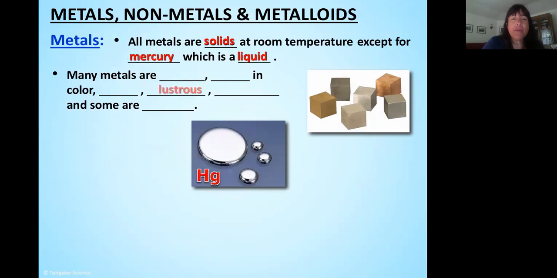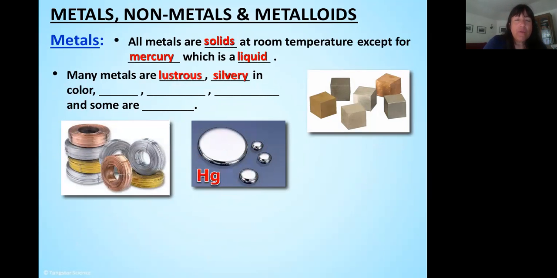All right, many metals are lustrous. What's that word mean? Lustrous? That means they're shiny. You had that in the last unit. They're silvery mostly. Some of them are kind of yellow. Some are kind of orangey. Silvery in color. What is that called when you can turn it into a wire?